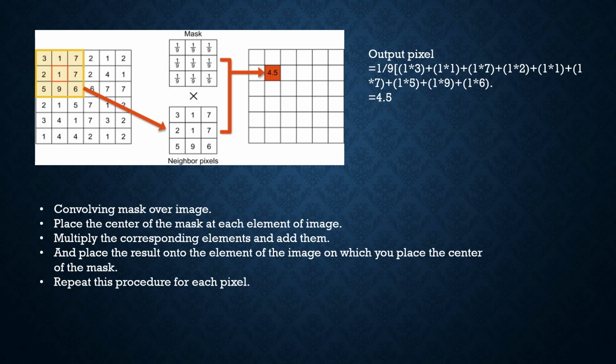Here we can see a one's mask matrix convolving on the input image. We have to place the center of the mask at each element of the image, multiply the corresponding elements, add them, and place the result onto the element of the image on which you placed the center of the mask. Repeat this procedure for each pixel and find out the output pixel.